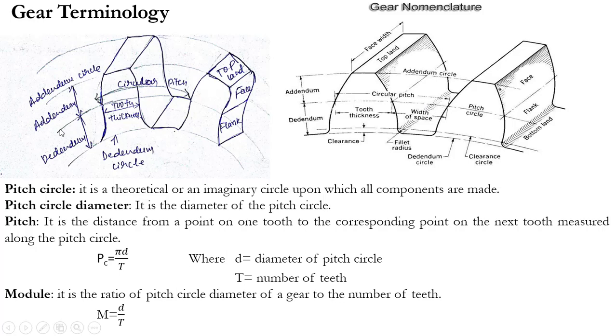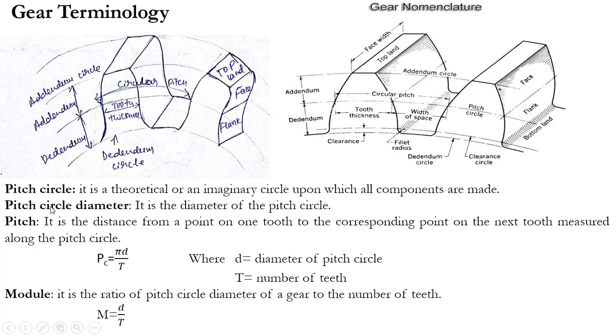Here please take this as the pitch circle. I have not given a name for that pitch circle because it was overlapping with this reference line, which was drawn for this, which connects these other edges of the teeth. So here you can take this as the pitch circle. It's a theoretical or an imaginary circle upon which all other components are made. That means by taking that as a reference, they will design the size of this part, what should be the size of this part, and all those things. So it's an imaginary circle upon which all components are made.